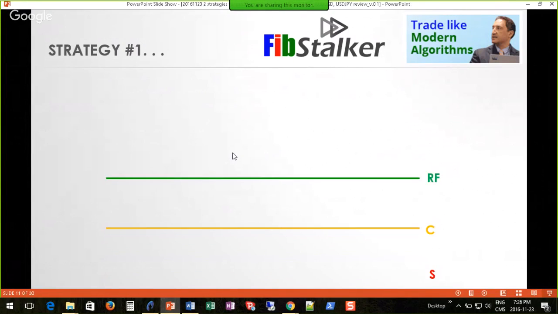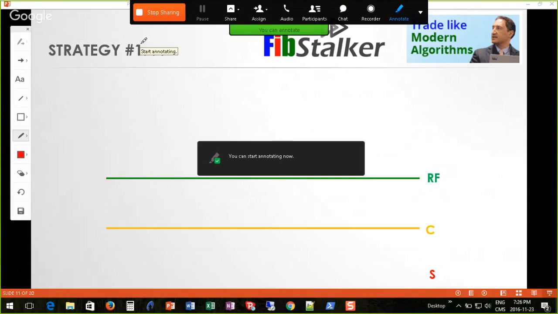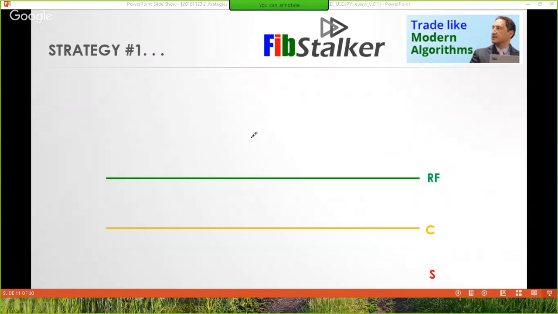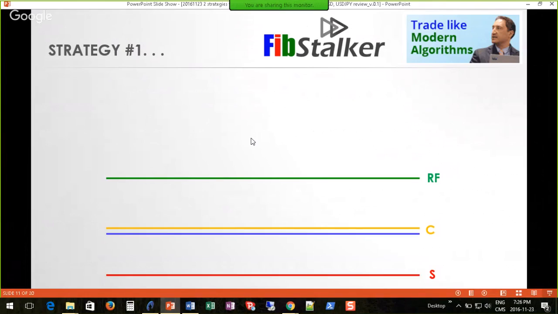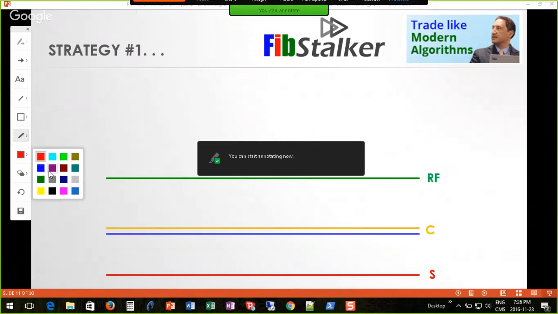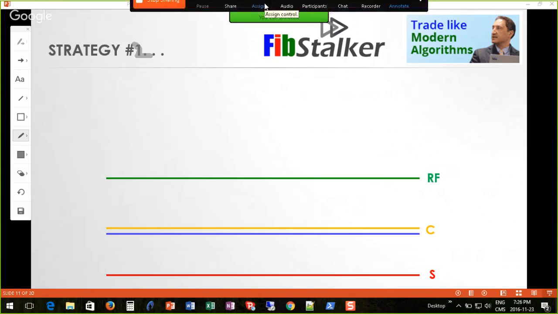So then strategy 2 really is something even simpler here. We have the same situation here, and again, I'm now talking about strategy 2, and the concept here is slightly different.